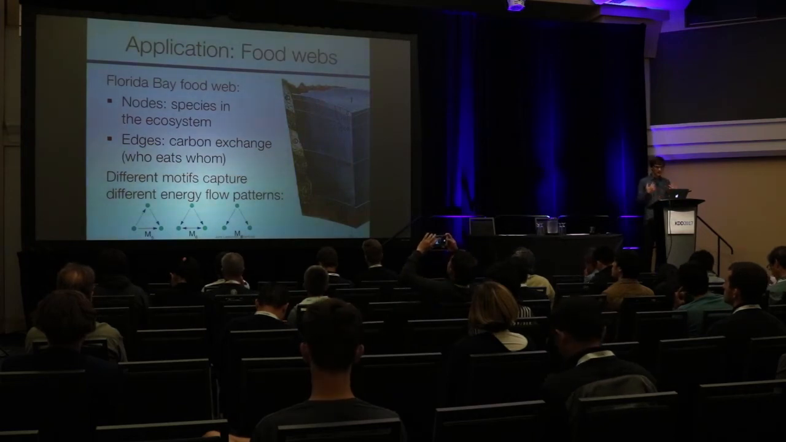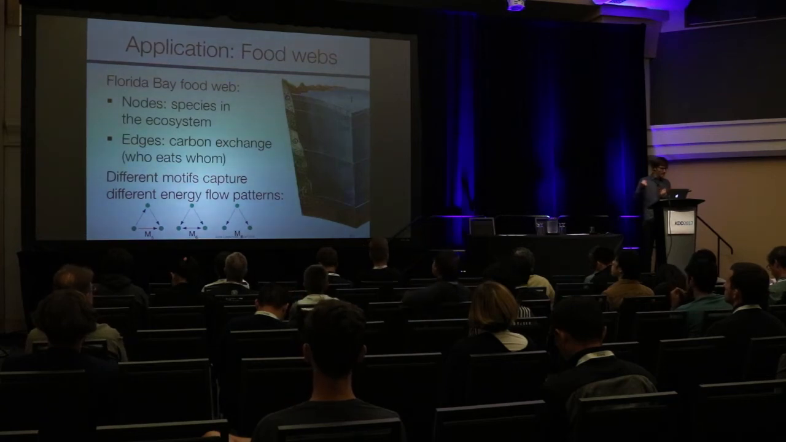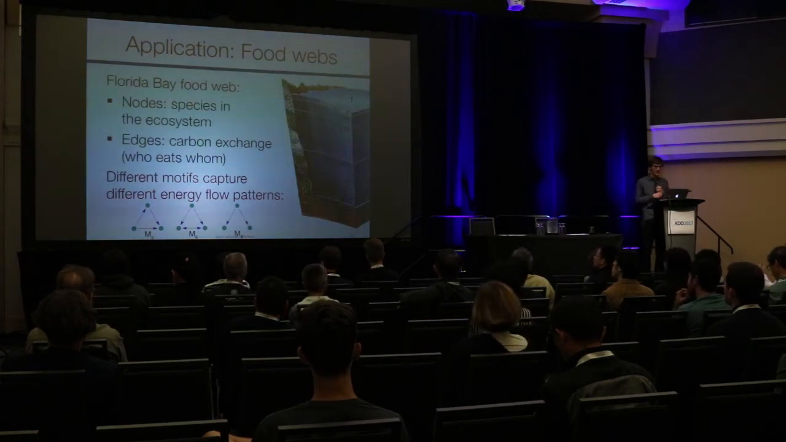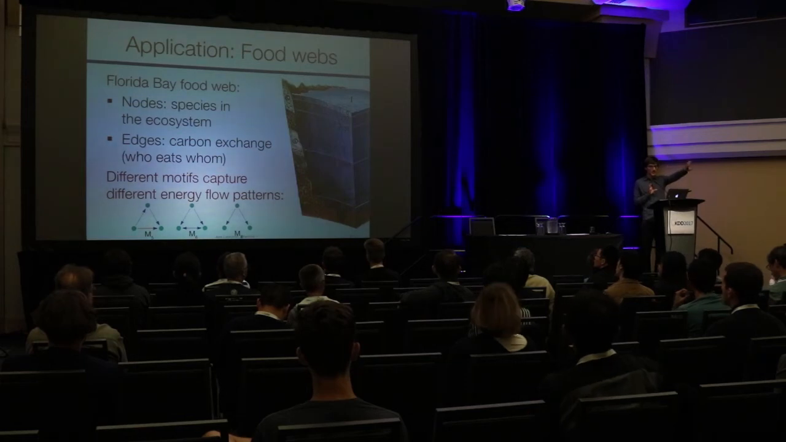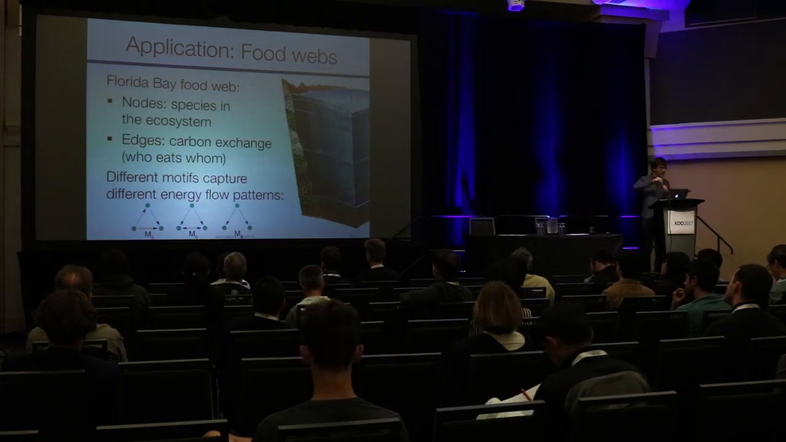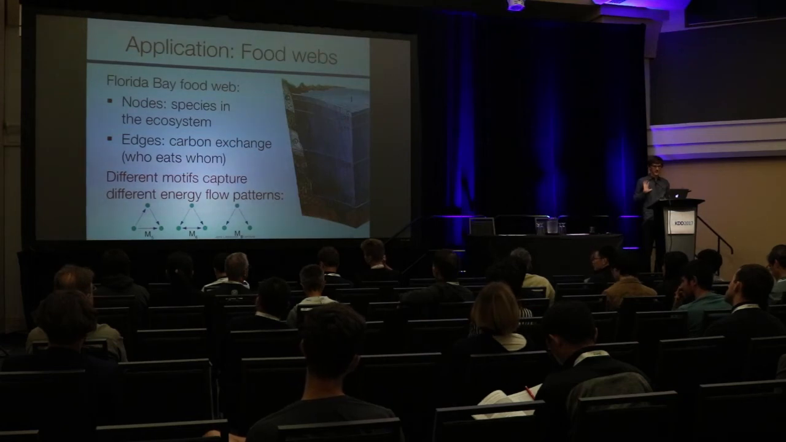Food webs are networks where every node is an animal and two nodes are connected if these two animals are exchanging carbon, which is just a fancy way of saying I'm eating you. So it's basically which animal is eating which other animal. If one animal is preying on another, it takes the carbon stored in that animal and consumes it. What is interesting is that this captures how the energy is flowing through the ecosystem.